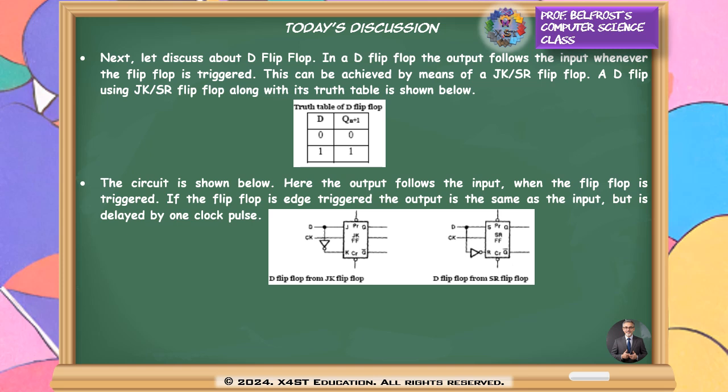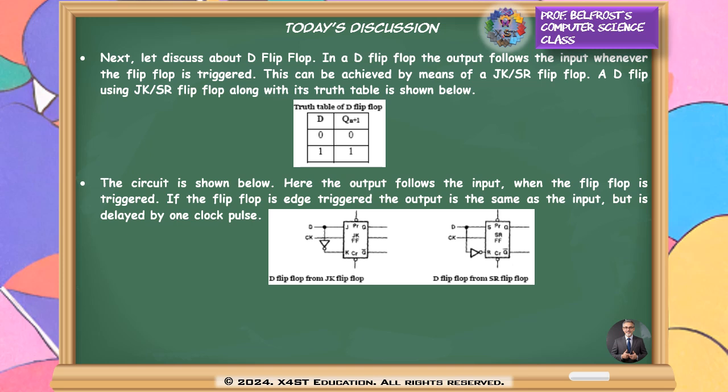Next, we have discussed, I think, three of the flip-flops. Now, another type of flip-flop is the D flip-flop. In a D flip-flop, the output follows the input whenever the flip-flop is triggered, and this can be achieved by means of a JK or SR flip-flop. Here is the truth table of the D flip-flop using a JK or SR flip-flop. The circuit is shown below.